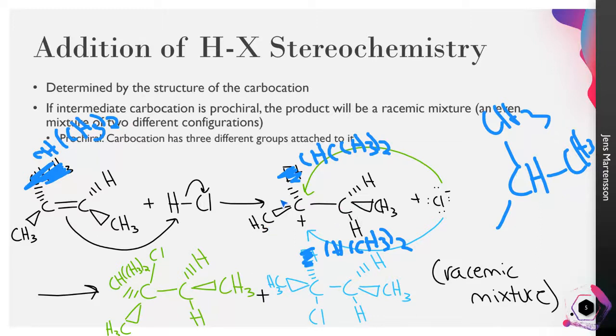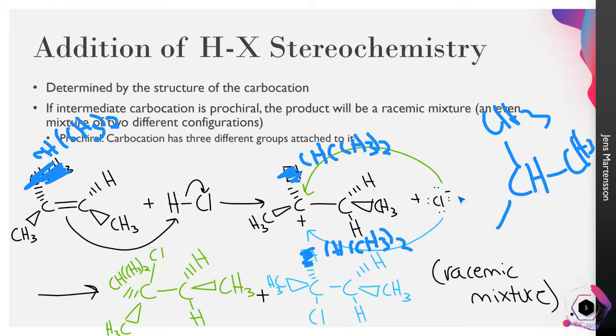And we have a methyl group here, and then an isopropyl group up here. So this carbocation, this carbon here with the positive charge, has 3 different groups attached to it. So that means it's prochiral. So we know our product will be a racemic mixture. Now the chlorine anion, or nucleophile, can attack the positively charged carbon.